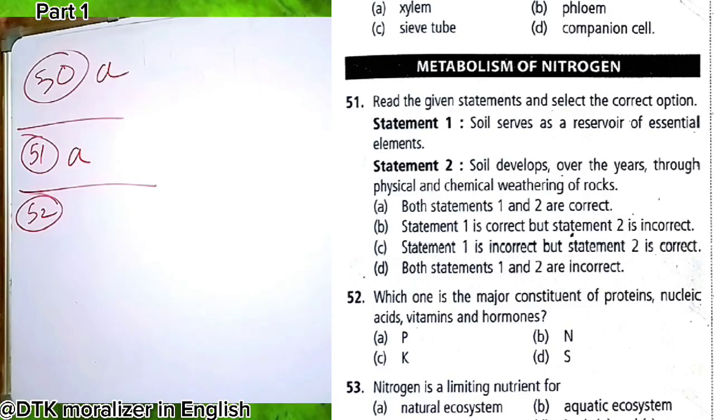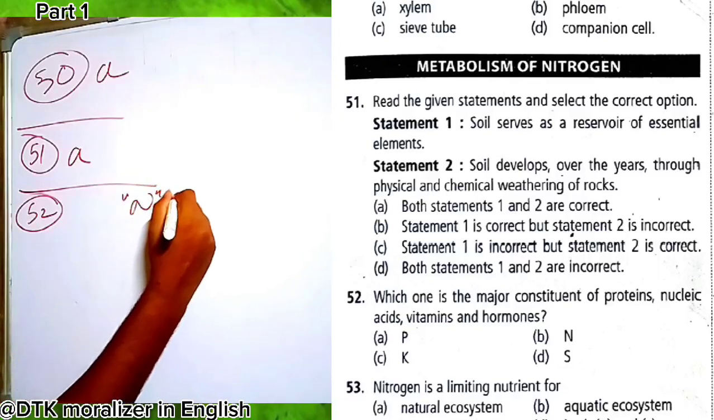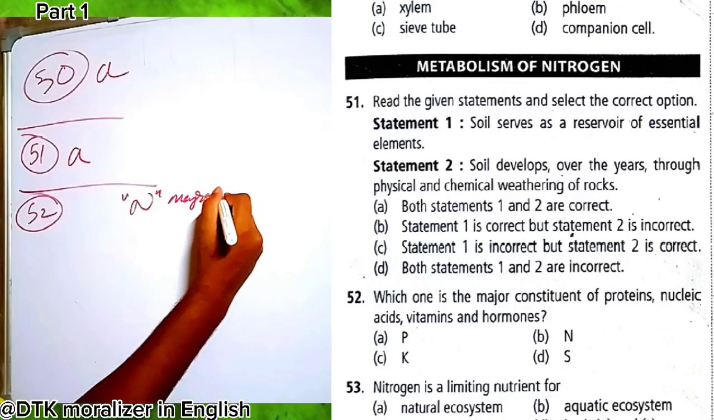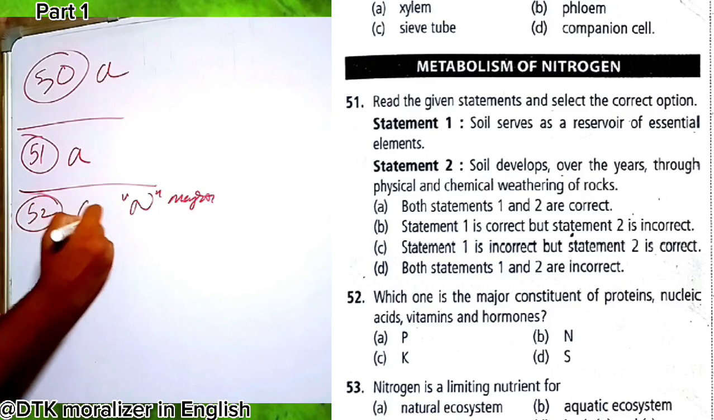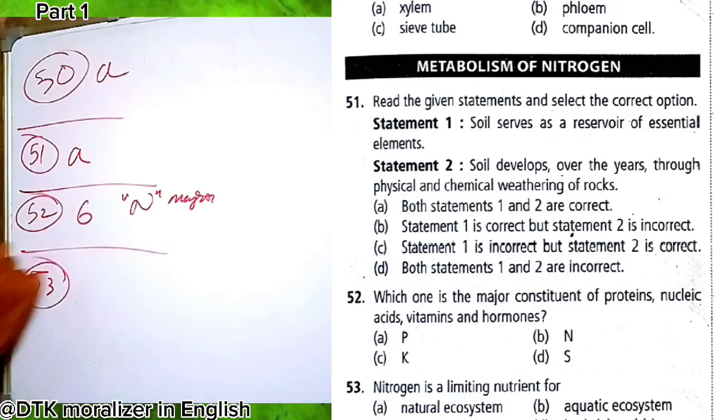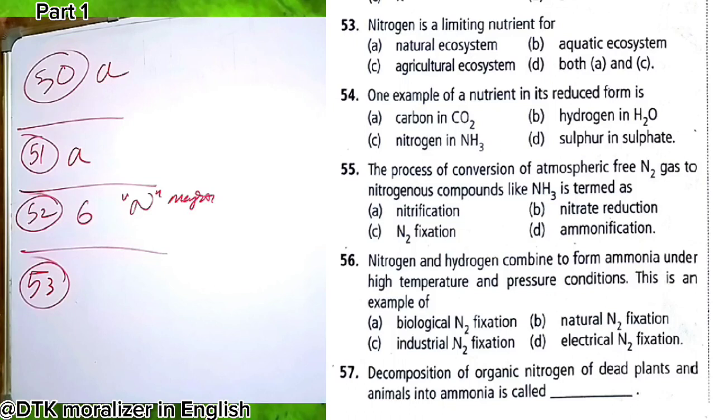Question number 52. Which one is the major constituent of proteins, nucleic acids, vitamins and hormones? Potassium, nitrogen, potassium, phosphorus, nitrogen, potassium, sulfur. So here nitrogen. Nitrogen is major. So option B. Now question number 53. Nitrogen is limiting nutrient for natural ecosystem, aquatic ecosystem, agriculture ecosystem, both A and C. Here natural and agricultural. So option D.